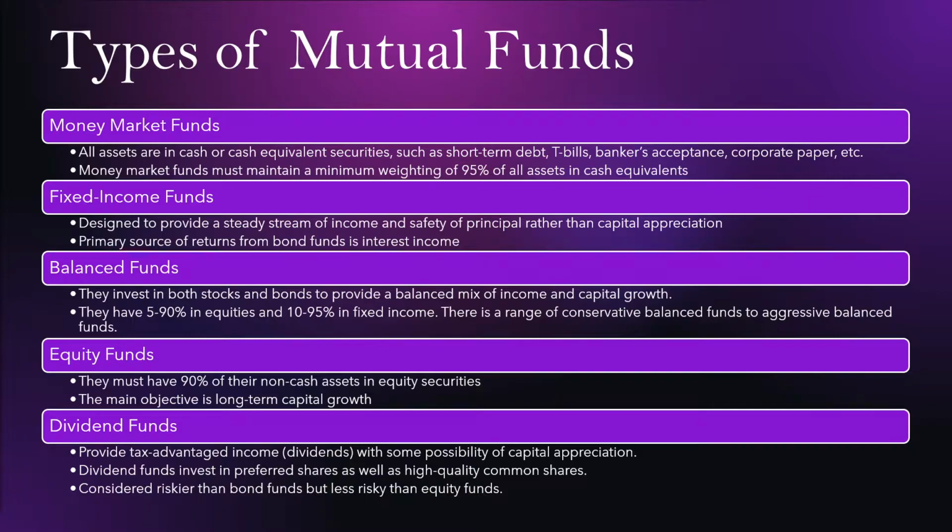Now, balanced funds invest in both stocks and bonds to provide a balanced mix of income and capital growth. And they do have a wide range here, so they can have 5 to 90% in equities and 10 to 95% in fixed income. So there is a really wide range there, from conservative balanced funds to aggressive balanced funds.